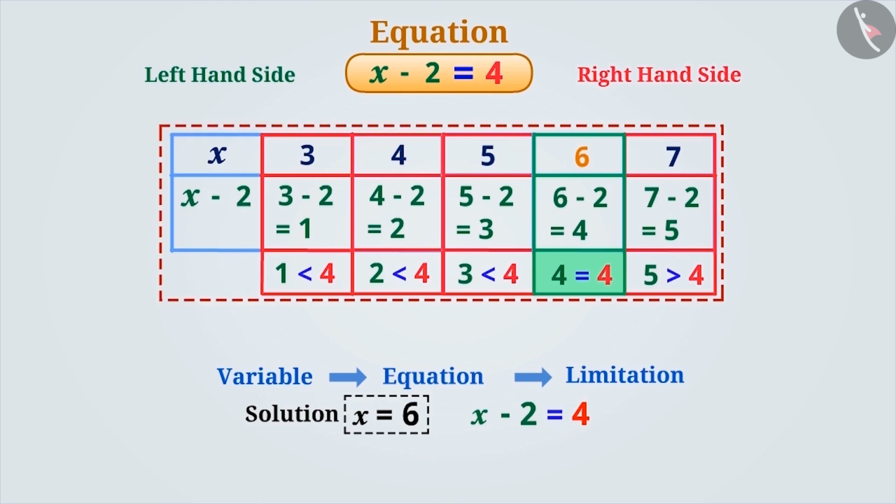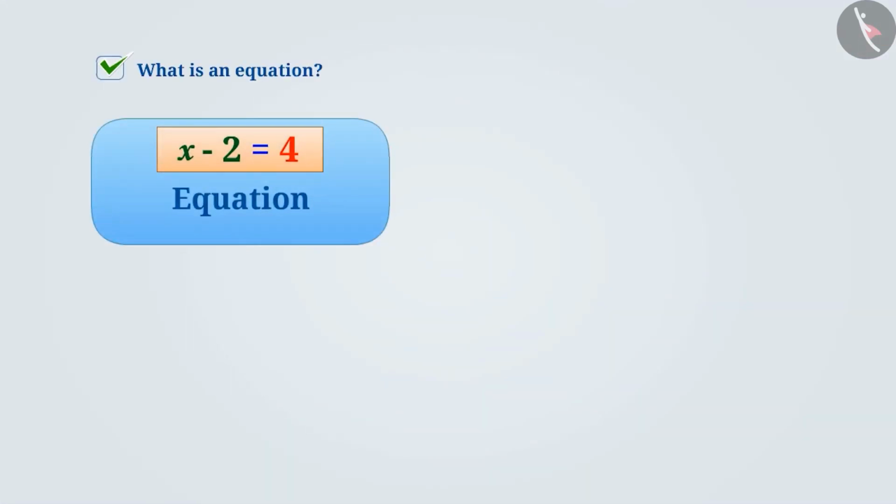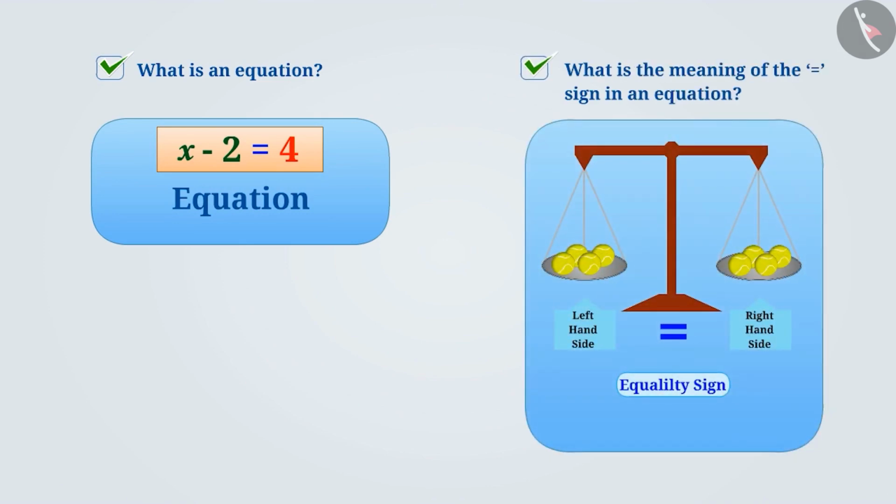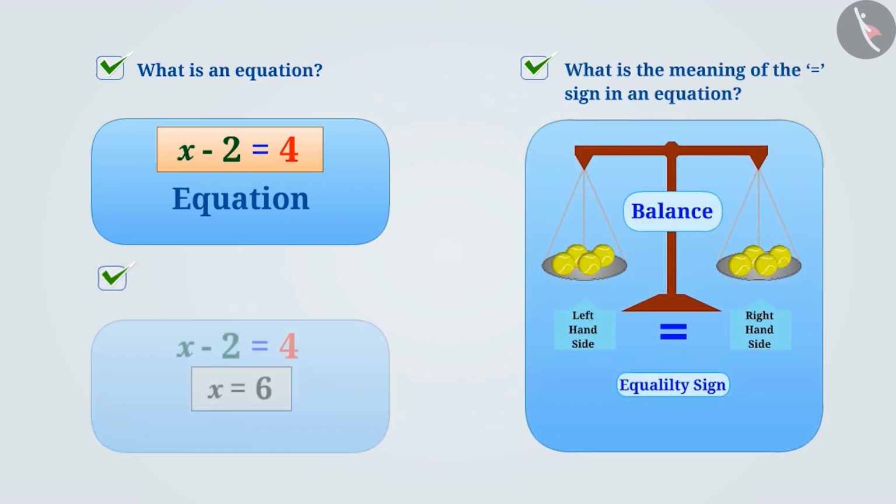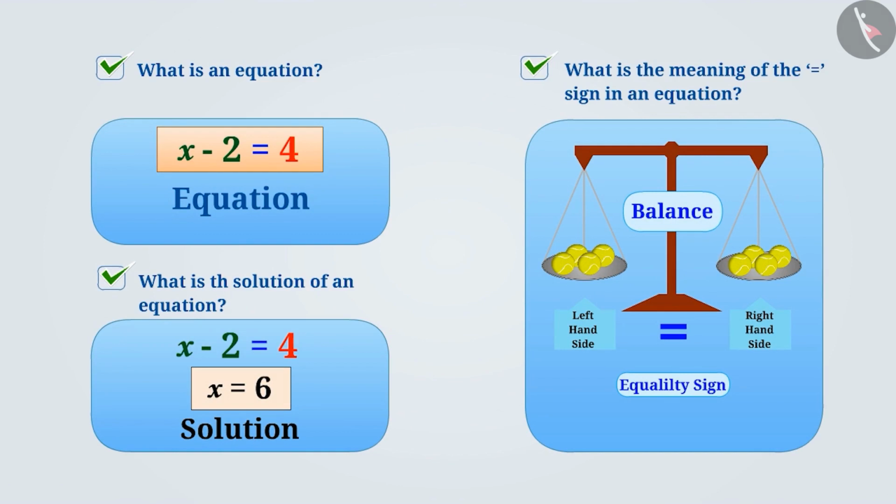The method of finding out whether the equation is satisfied by giving the variable a value is called the trial and error method. There are many methods that we will learn in the next classes. With this, you must have understood what is an equation, what is the meaning of the equal to sign in an equation, and what is the solution of an equation.